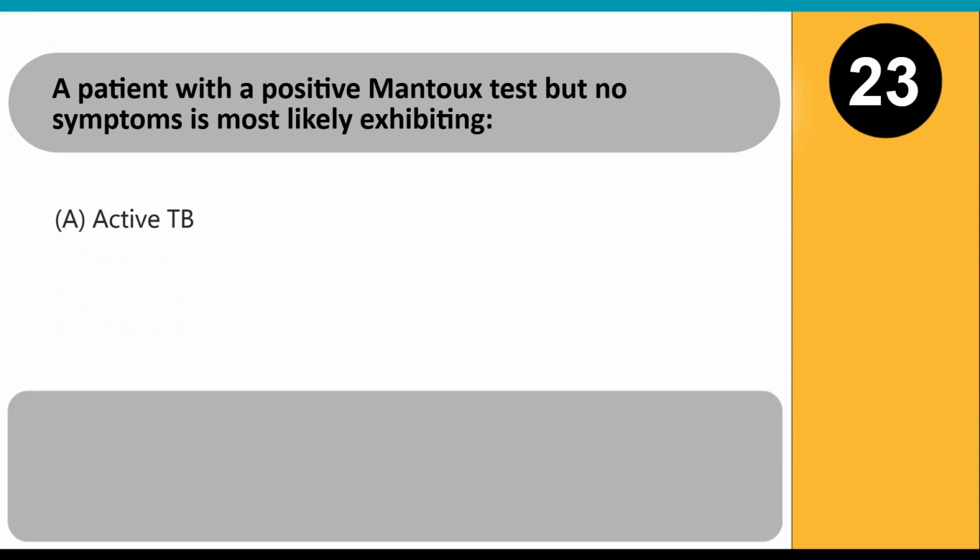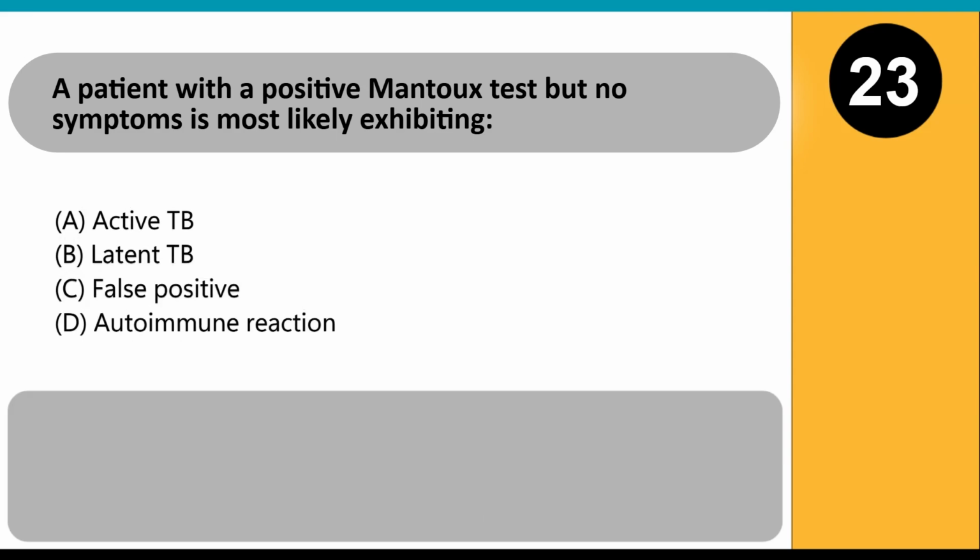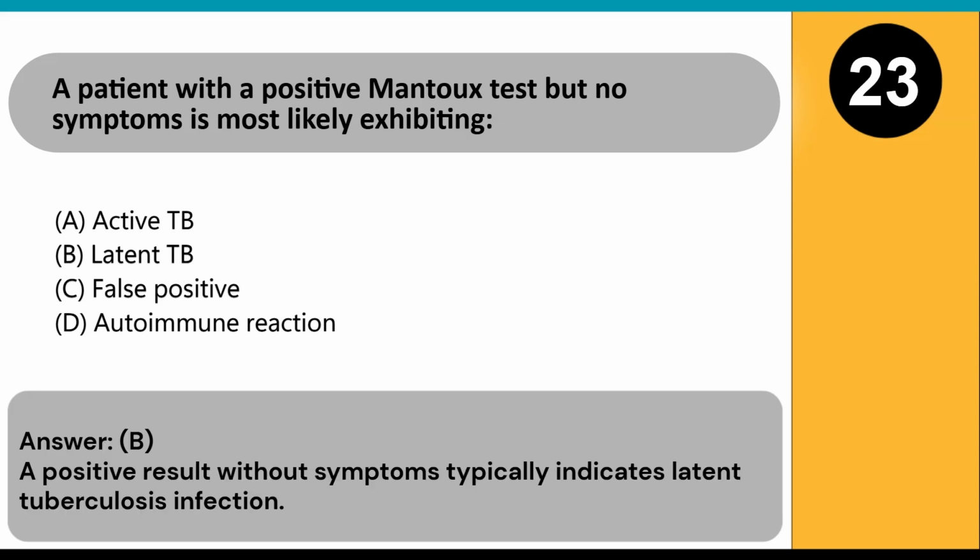A patient with a positive Mantoux test but no symptoms is most likely exhibiting A. Active TB. B. Latent TB. C. False positive. D. Autoimmune reaction. Answer: B. A positive result without symptoms typically indicates latent tuberculosis infection.